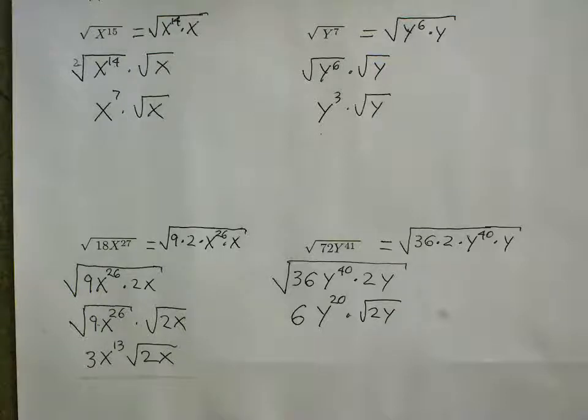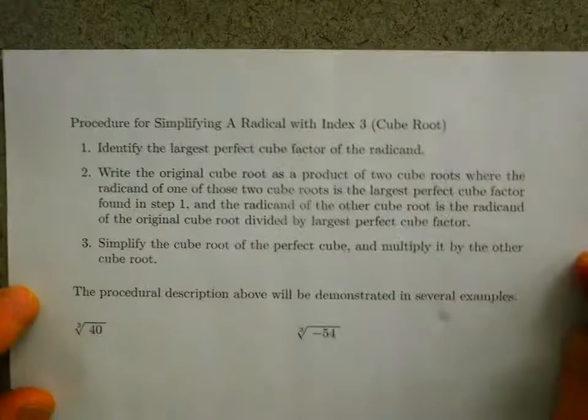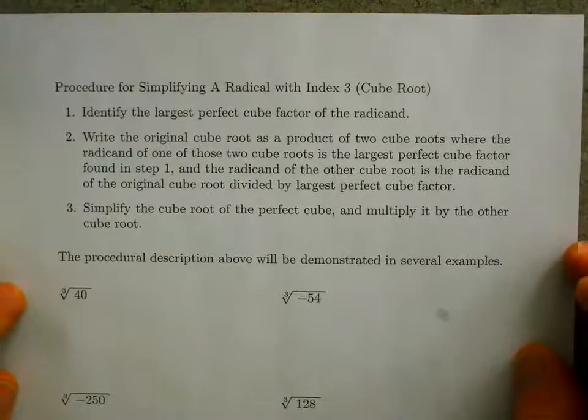Hey, these aren't too bad. If you practice them enough, they get easy with practice. Okay, now we're going to do the same sort of thing, but with radicals of higher index. So remember the index of a square root is 2. The next level is cube roots, so the index will be 3 on these.